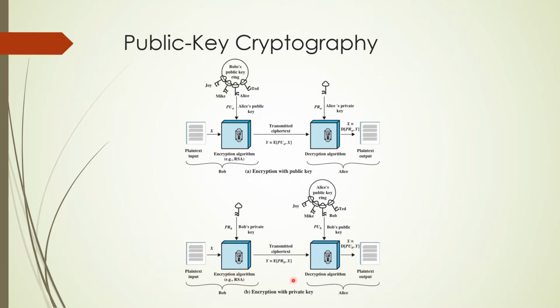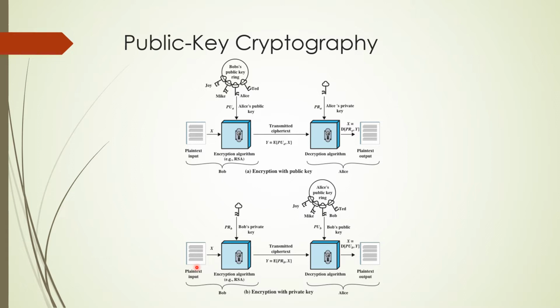The second one is the concept of digital signatures or authentication. Imagine Bob wants to send a message to Alice, but in this case, in part B, Bob doesn't really care about confidentiality. Bob cares about authentication and wants to do something so that Alice knows that the message received by Alice is coming from Bob and not anyone else.